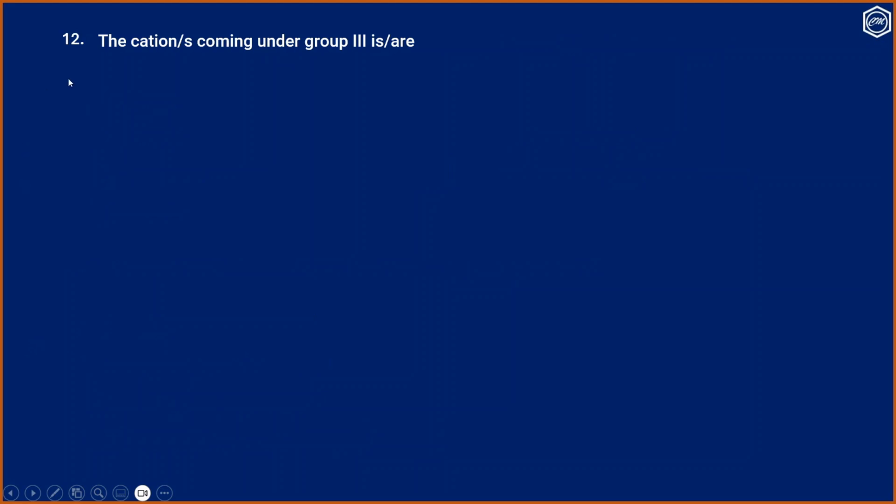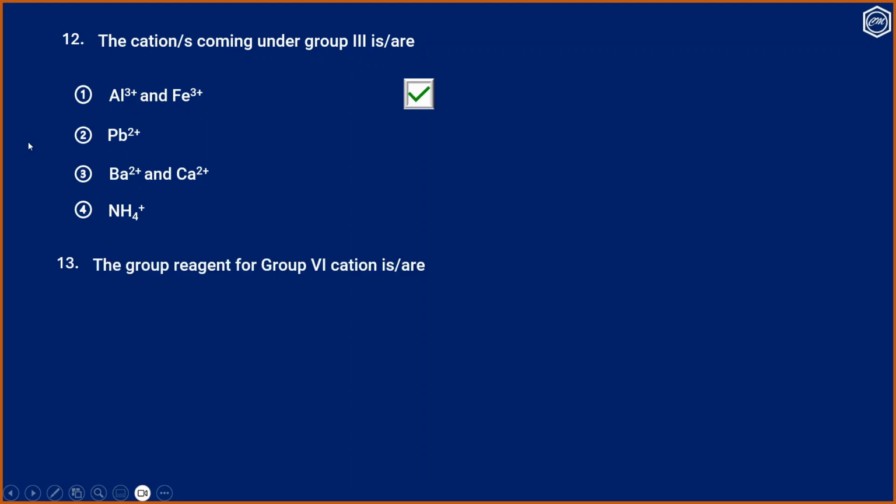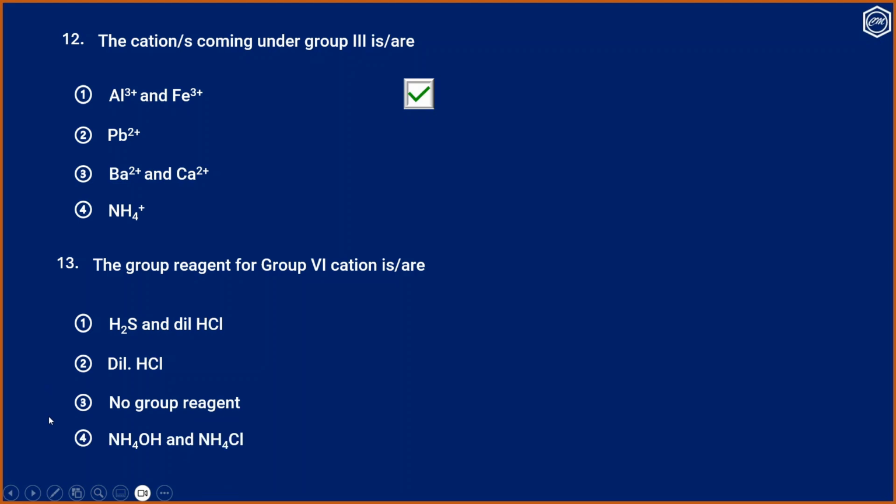Question 12. The cation or cations coming under group 3 are: 1, aluminum 3+ and Fe3+; 2, lead 2+; 3, barium 2+ and calcium 2+; 4, ammonium plus. Group 3 contains aluminum 3+ and Fe3+. Question 13. The group reagent for group 6 cation is or are: H2S and HCl; no group reagent; ammonium hydroxide and NH4Cl. And for group 6 there is no particular group reagent.